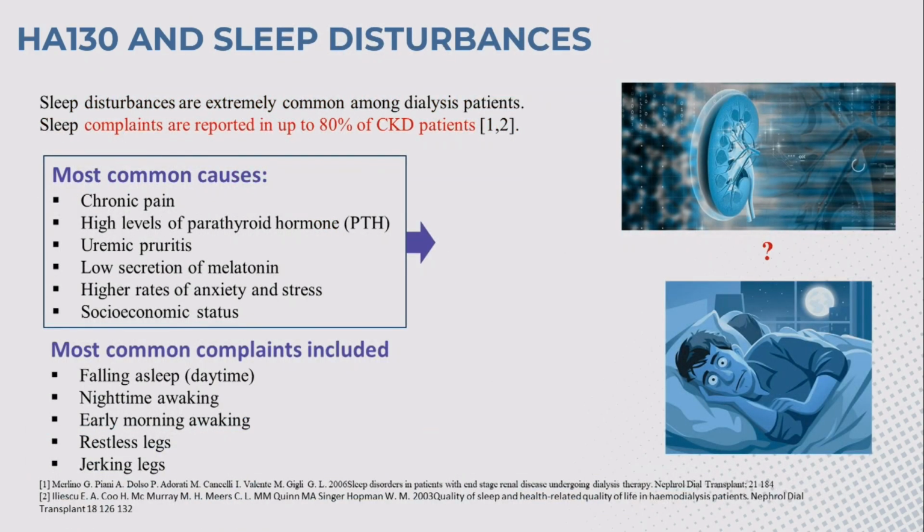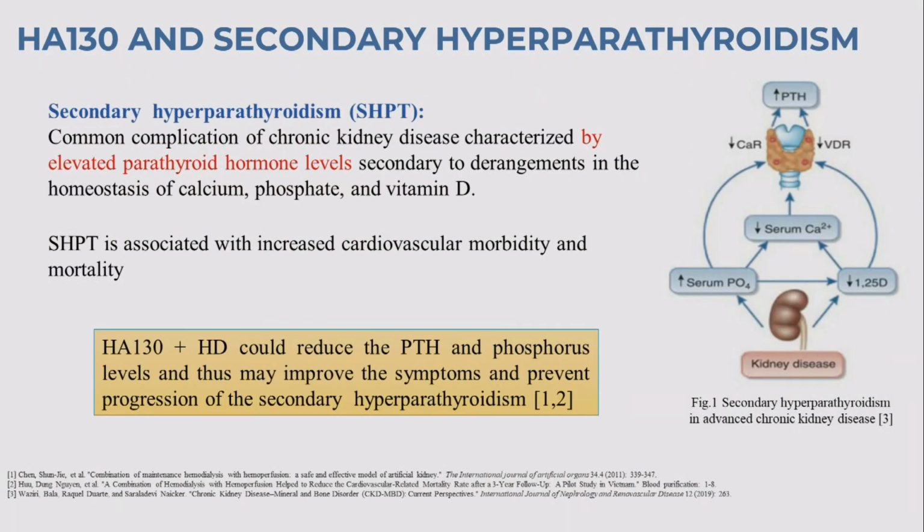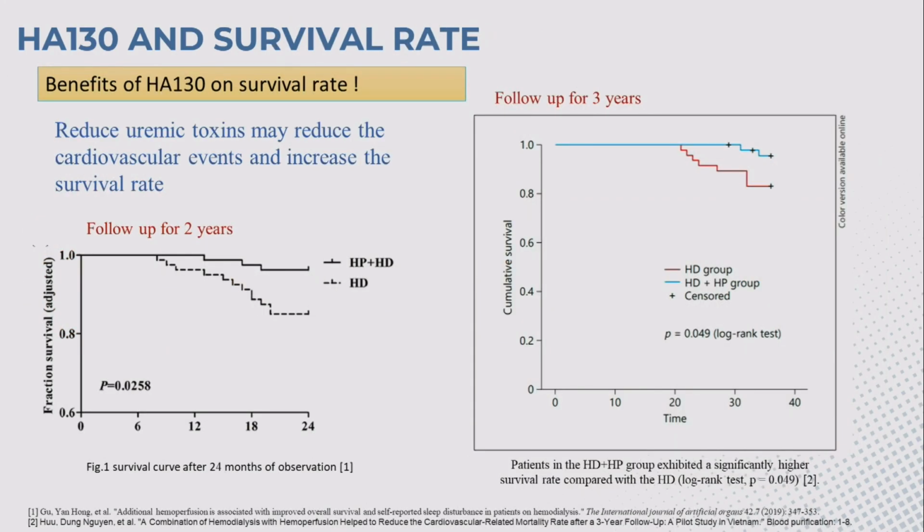Sleep disturbances, because we are treating the low melatonin, pruritus, chronic pain, the sleep gets better, and hence the quality of life. We can treat secondary hyperparathyroidism. We can take care of FGF23, and that all adds to the quality of life. Does it affect only quality of life? No, it will affect survival also. So now we are moving from only control of the symptoms to better survival. This is how it works.